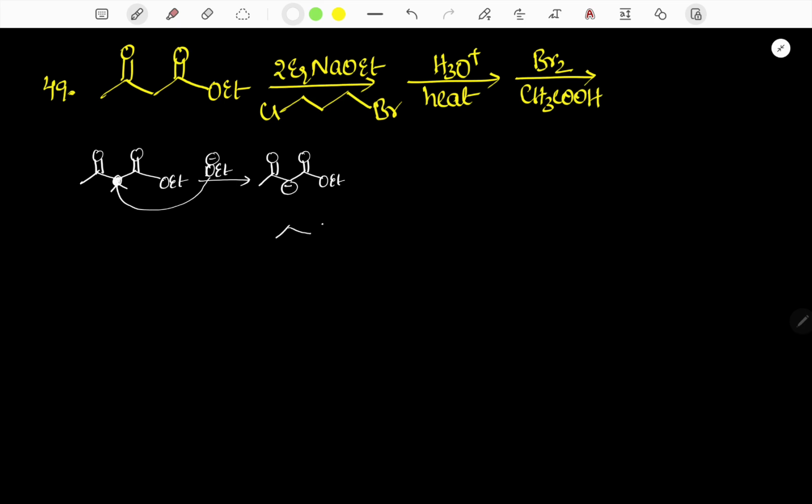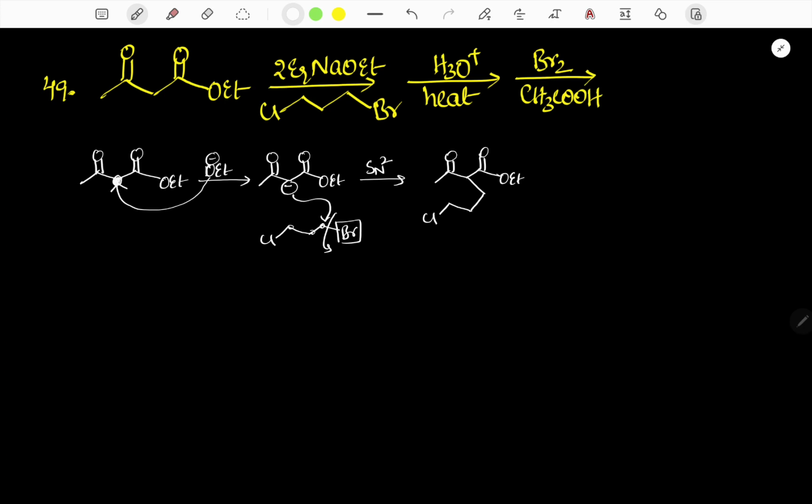Now it is treated with the corresponding halogen compound. We know that bromine is a good leaving group, therefore nucleophilic substitution takes place, an SN2 reaction, and it gives the corresponding product like this, with 3 carbons, 1 2 3, CH2 CH2 Cl.